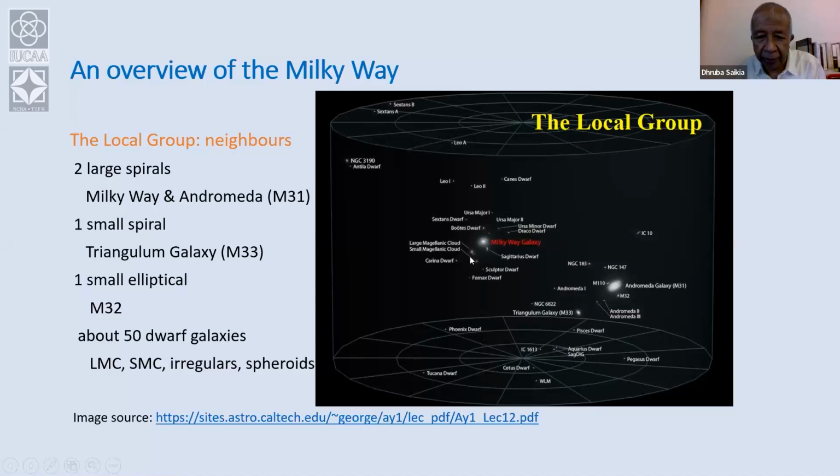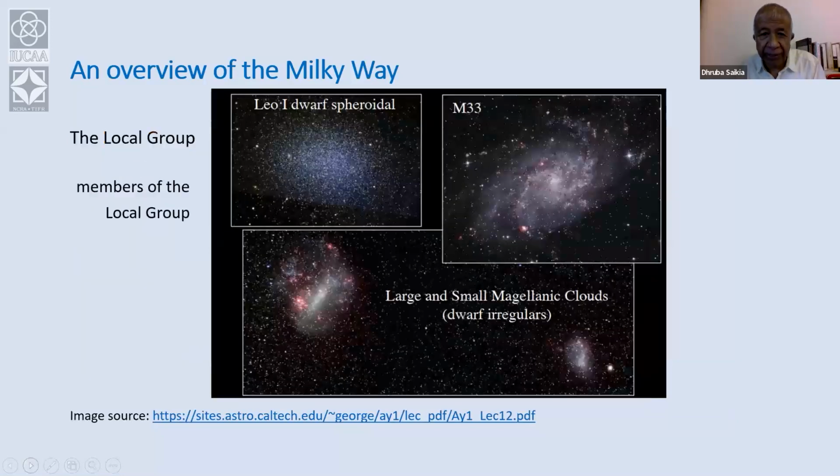We have met the large and the small Magellanic Clouds. We have met the Sagittarius dwarf, but the bulk of the galaxies are dwarfs, okay, are dwarf galaxies. And these dwarf galaxies actually interact with the main companion galaxies and get tidally torn apart and stripped apart. And the history of our galaxy may have been due to tidal stripping of earlier dwarf galaxies as well. And we have detected evidence of it in the Sagittarius dwarf.